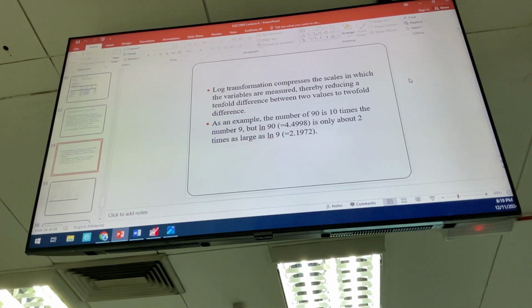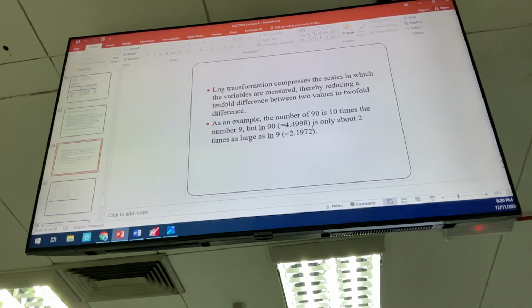So the log transformation compresses the scales to which the variables are measured, thereby reducing a tenfold difference between two values to a twofold difference. As an example, let's say in the original values of y or x, the value is 90, which is 10 times of 9. After we use log transformation, we compress the value. So log of 90 now is equal to 4.49, which is only twice as large as the log of 9, which is equal to 1. So we compress the value to make it smaller.